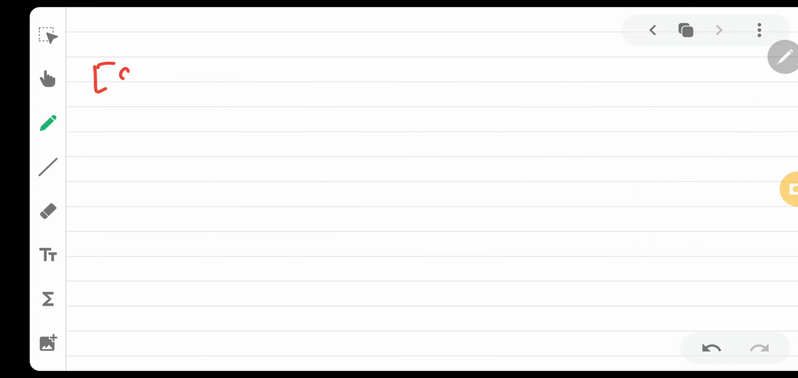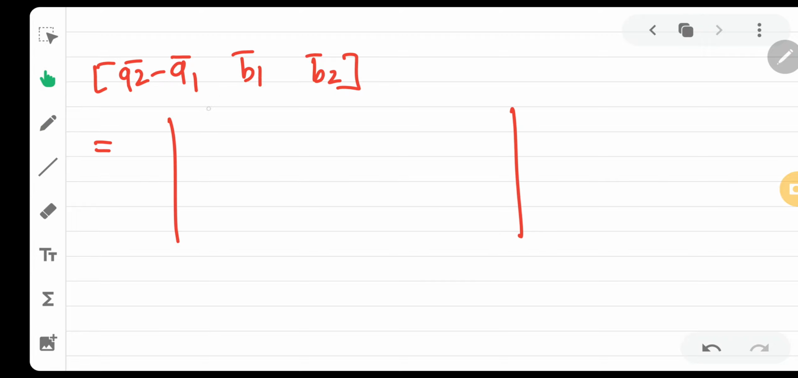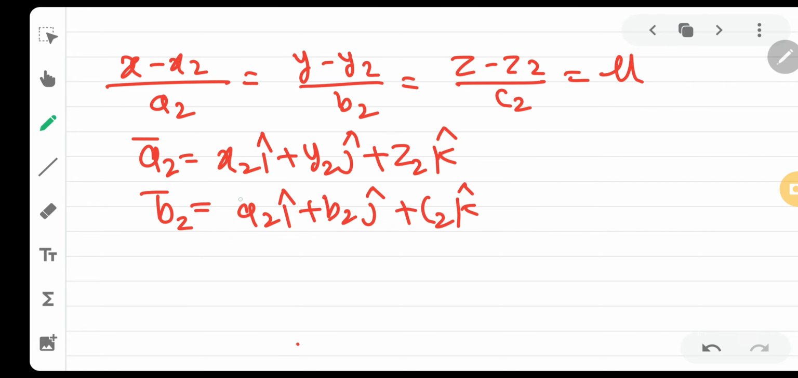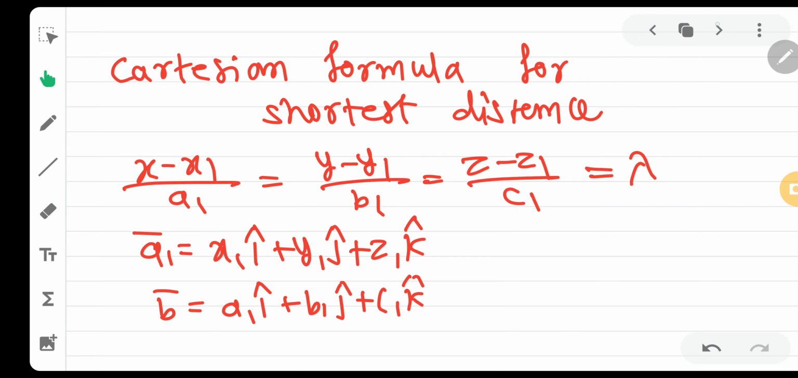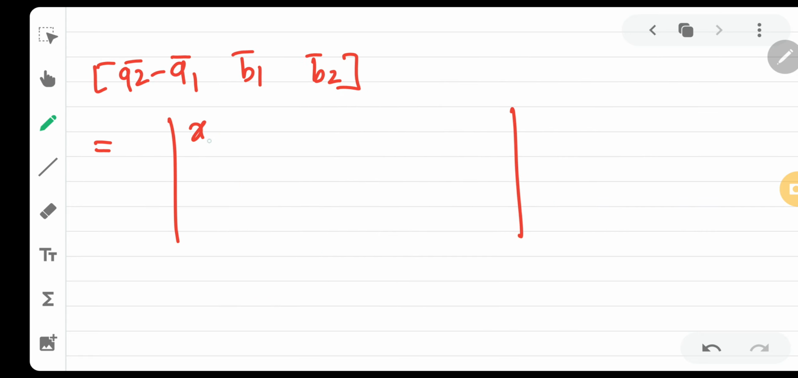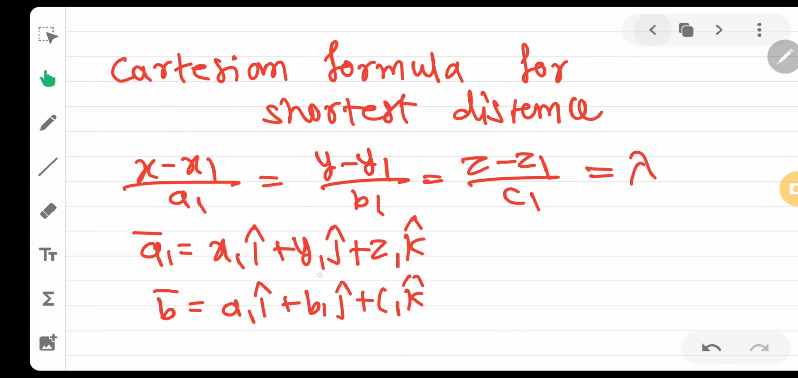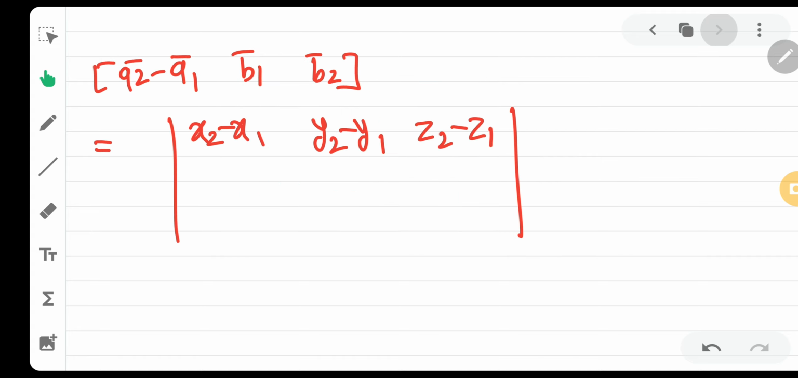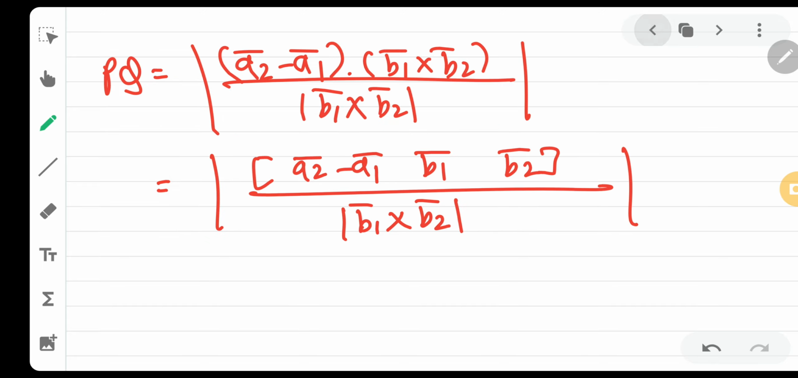So first I will find out [a2 bar minus a1 bar, b1 bar, b2 bar]. It's very easy to find that out. a2 bar minus a1 bar is the first row, and you have a2 bar as x2, y2, z2, a1 bar as x1, y1, z1. This subtraction is pretty simple: x2 minus x1, y2 minus y1, z2 minus z1, and you have b1 bar as a1, b1, c1, and you have b2 bar as a2, b2, c2. So very easy. So your numerator is ready.